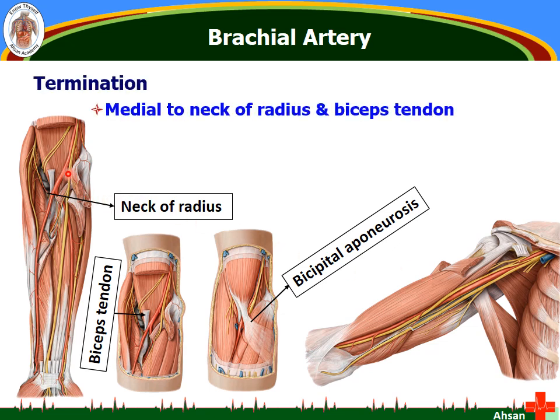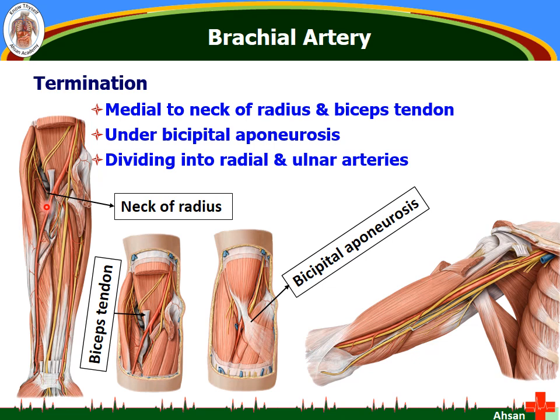You see, this is the brachial artery, and this is the neck of the radius. At the level of the neck of the radius, it divides into two arteries. This is the radial artery, and this one is the ulnar artery. This part remains under cover of the bicipital aponeurosis. Here you can see the biceps tendon and the bicipital aponeurosis.